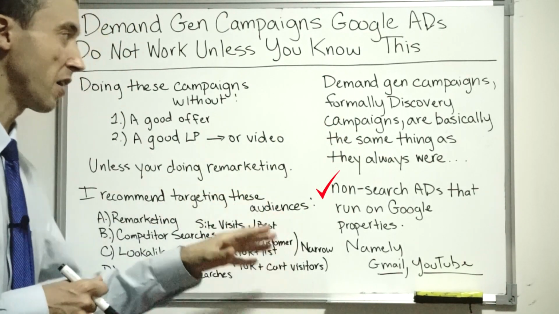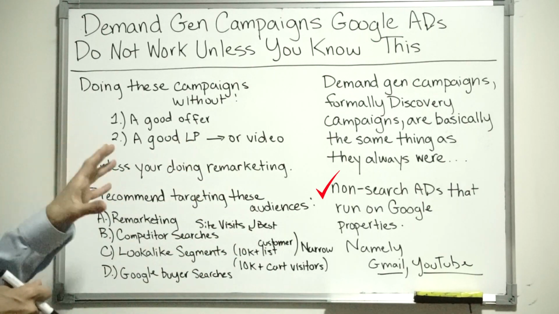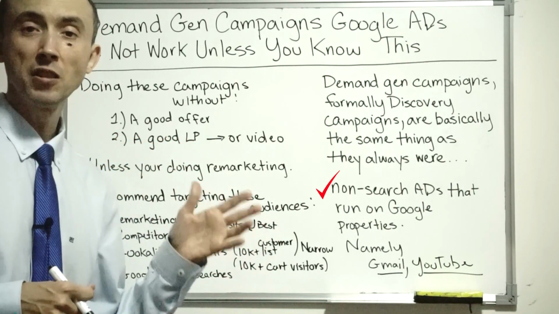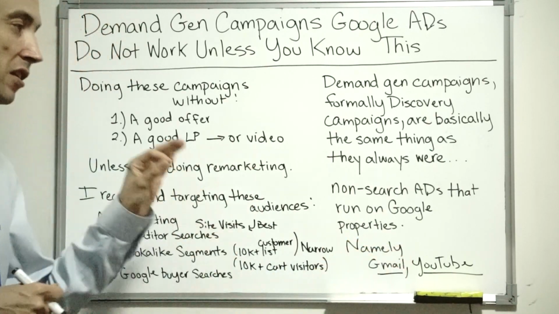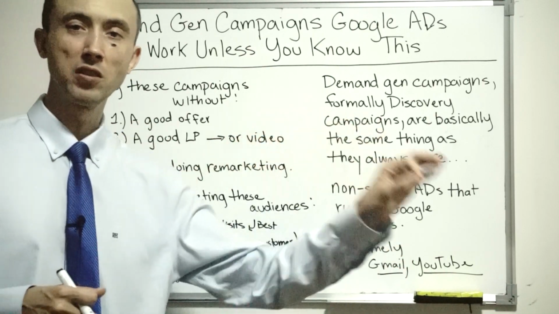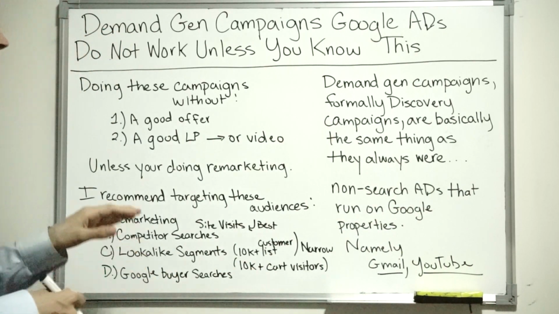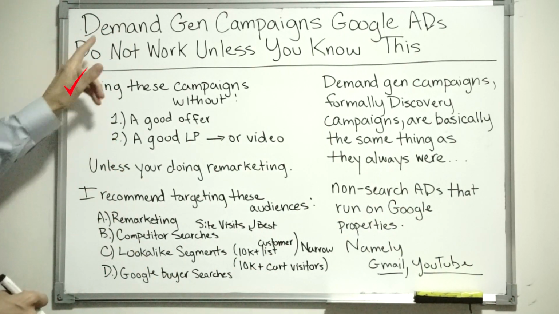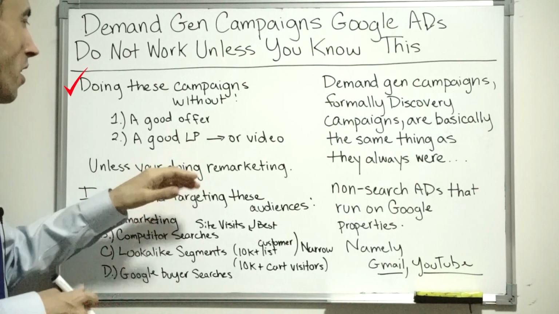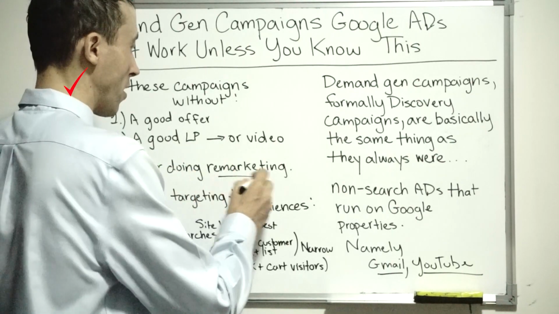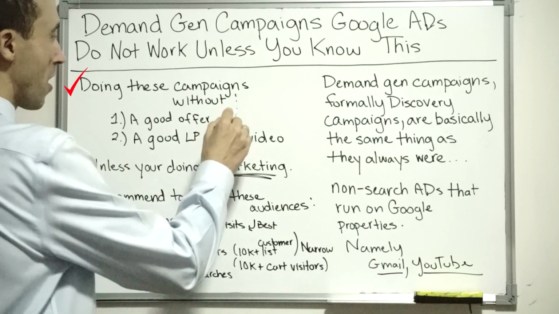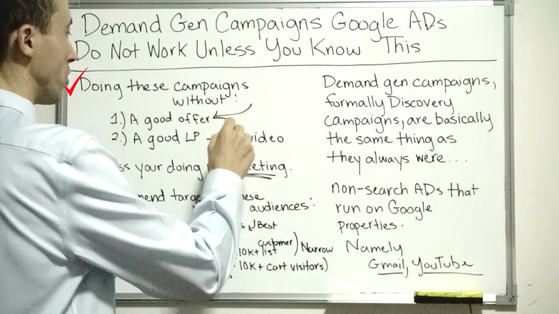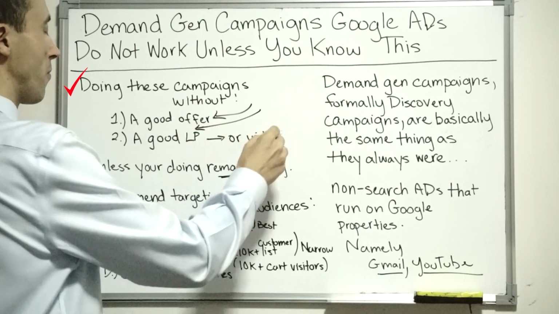But coming out with creative for the demand gen campaigns is easier, but it's still going to take considerable work, because you still have to understand what to say in the ad, and what to say once you've got them to click on the ad. Doing these demand gen campaigns, assuming you're not targeting remarketing traffic that already knows about you, you're going to need a good offer for the most part, and you're going to need a good landing page to send them to, or a video to send them to.